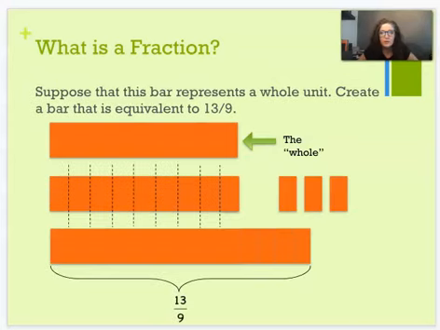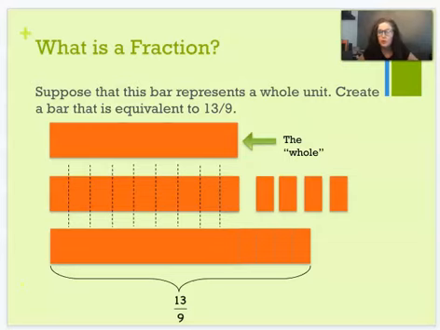All right, well, if the whole is that rectangle, first we split that rectangle into 9 equal pieces because the denominator is a 9. Then we have to add some pieces on the end. So 13/9 would be a whole unit plus 4 more.